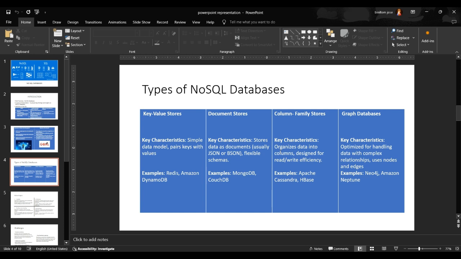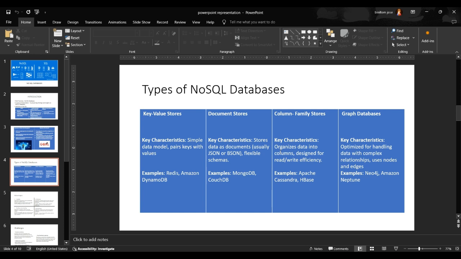The second thing is document stores. The key characteristic is they store the data as documents, basically JSON or BSON. Examples are MongoDB and CouchDB. The third one is column family stores, and the key characteristic is it organizes data into columns designed for read or write efficiency. The examples are Apache Cassandra, HBase, etc.